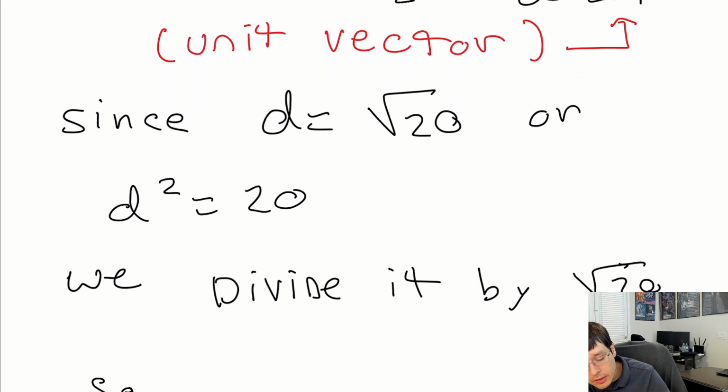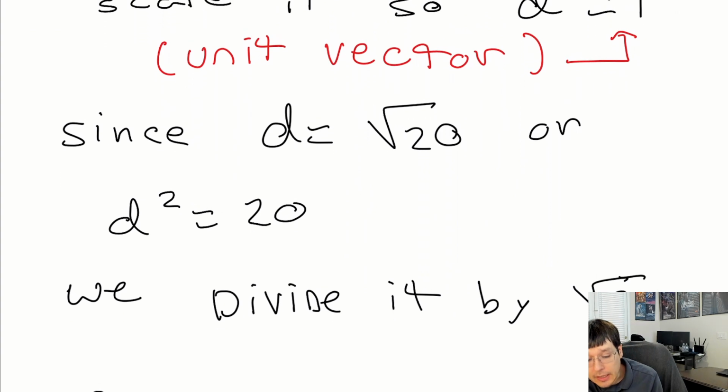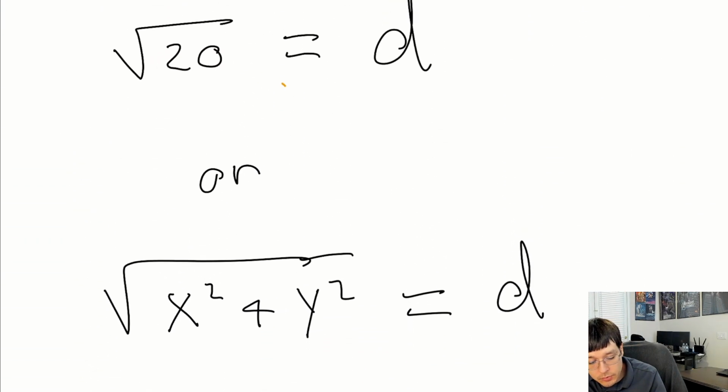So how do I take something that is currently d equal to the square root of 20, or d squared equal to 20, and make it into 1? Well, if I want d equal to 1, just divide both sides by the square root of 20, and now you've got it equal to 1. With this formula, I have to divide both sides by that.